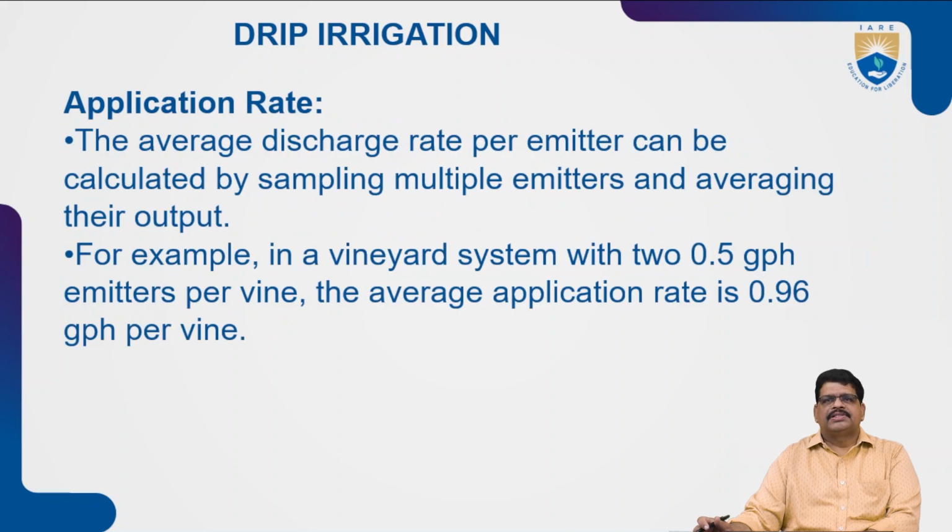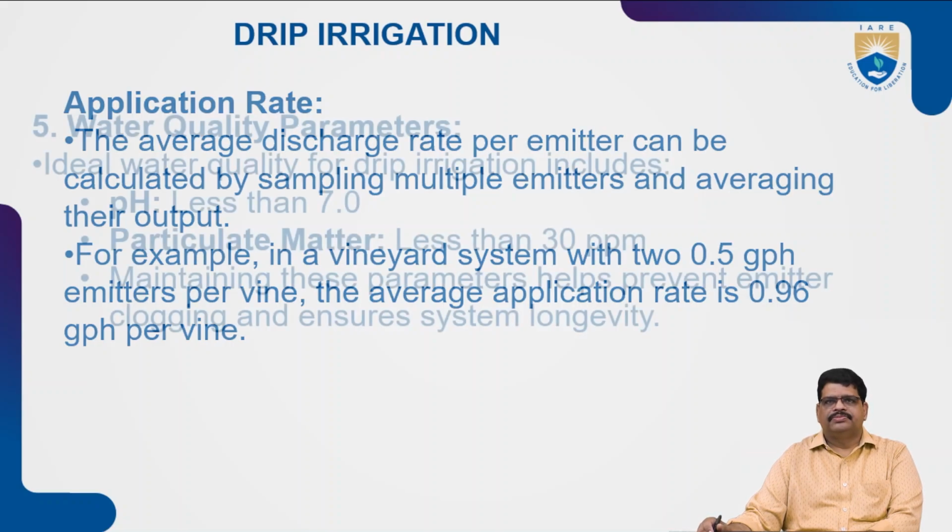Next, application rate is nothing but the average discharge rate of water emitted, sampling multiple emitters' output. For example, if the system has emitters of 0.5 gallons per hour for wine, the average application rate is equal to 0.9 gallons per hour for wine. So this is the application rate which is supplied for the drip irrigation system.